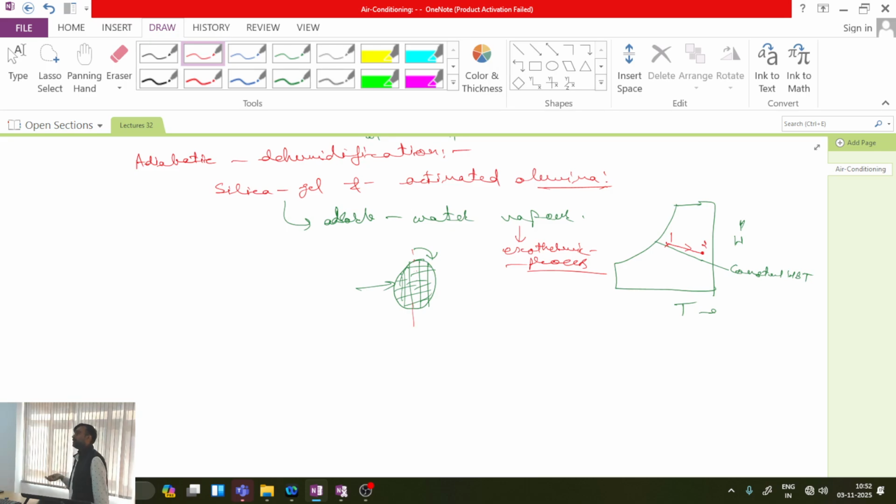So what do I need to do? I need to activate it again. In order to activate it, I need to remove whatever moisture has collected at its sides. Okay, so practically how is it achieved?